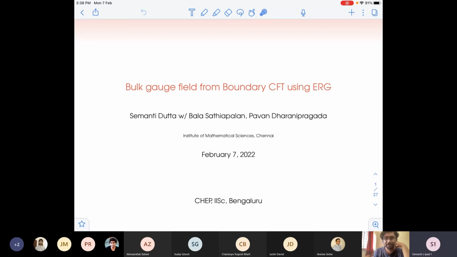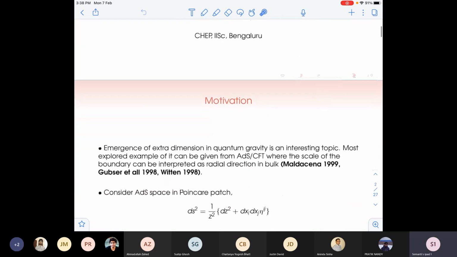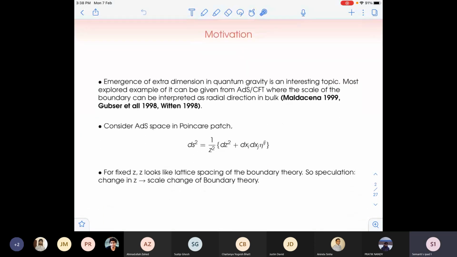Okay. Good afternoon, everyone. As you have seen, the title of my talk is bulk gauge field from boundary safety using ERG. This is work done with Bala Satyapalan and Pavan Dharani Pragada from IMSC Chennai. So first I will start with the motivation of my talk.